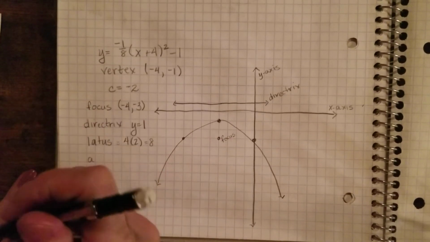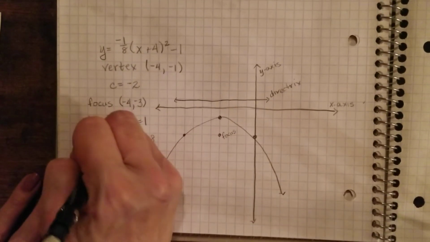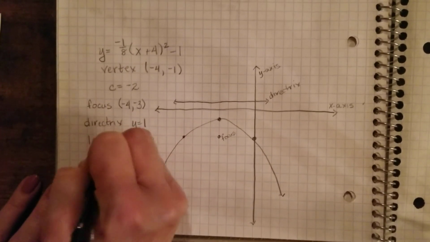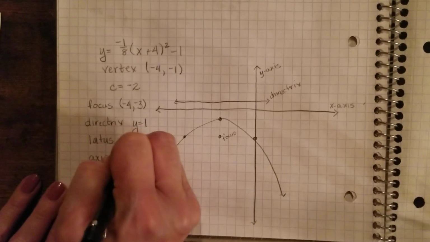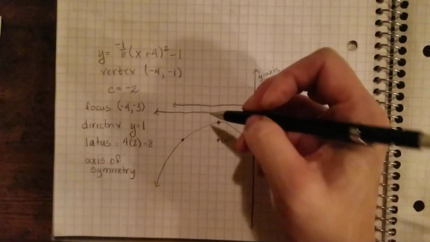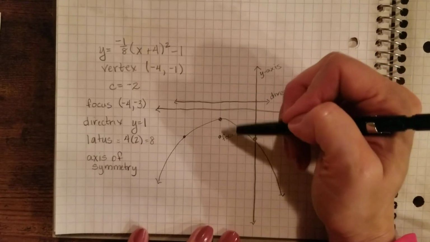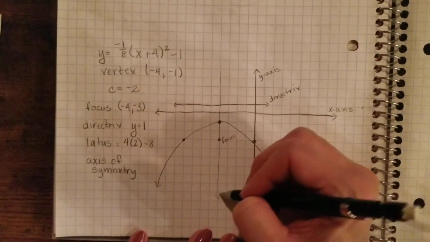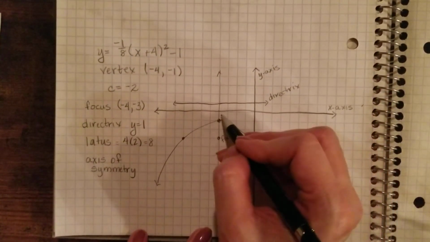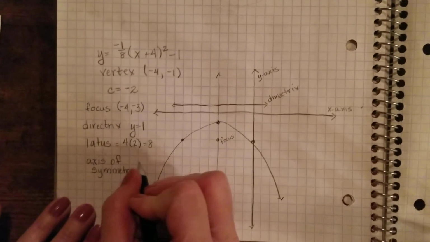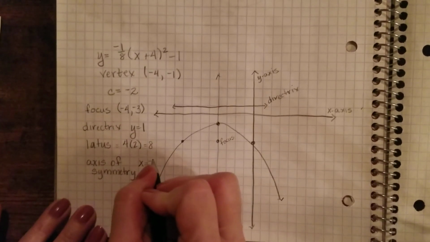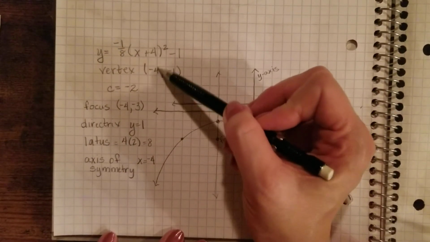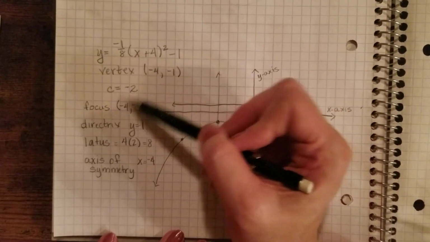The axis of symmetry. It's going to pass through the vertex and the focus. It's a vertical line crossing the x-axis at -4. So the axis of symmetry is x equals -4. It will also be the part of the coordinate that the vertex and the focus have in common.